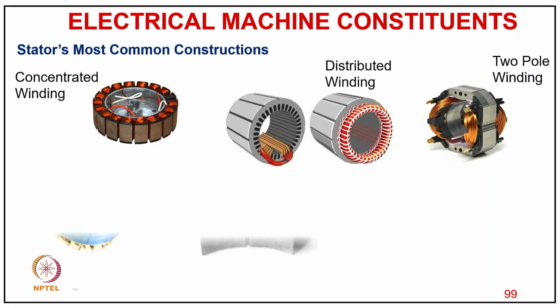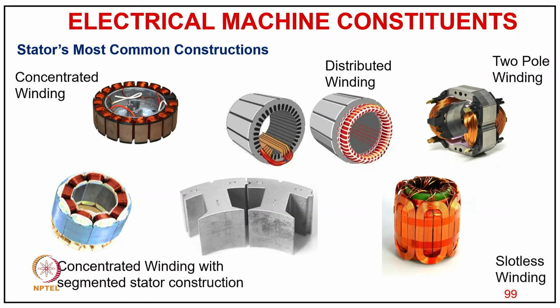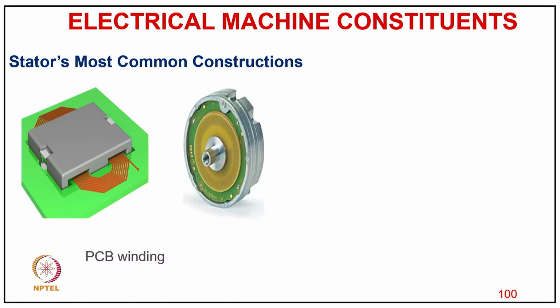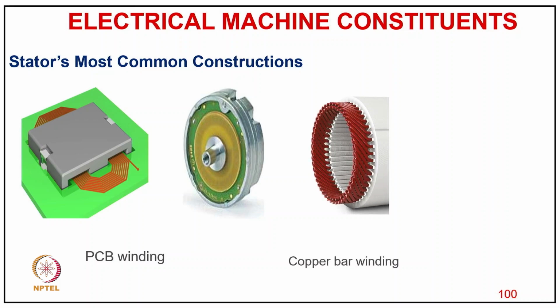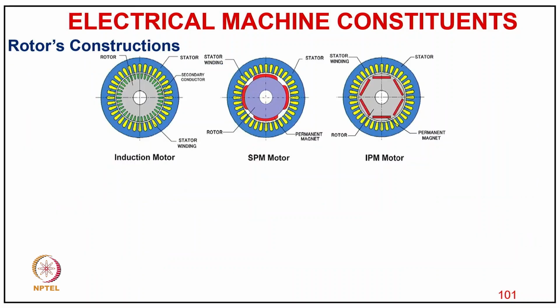Another is the two pole winding construction, where we look at a field pole and consider the winding on it, with the typically segmented stator construction. Typically the slotless winding is used for very small motors, where the winding is also concentrated but has another kind of construction, like in an axial field machine. So we have other common winding constructions like PCB winding, as you can see here, and then we have copper bar winding in some of the machines, then slotless air gap windings, typically in axial field machines. Here you can see how the rotor construction looks.